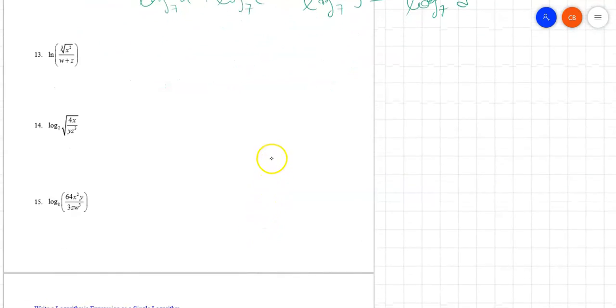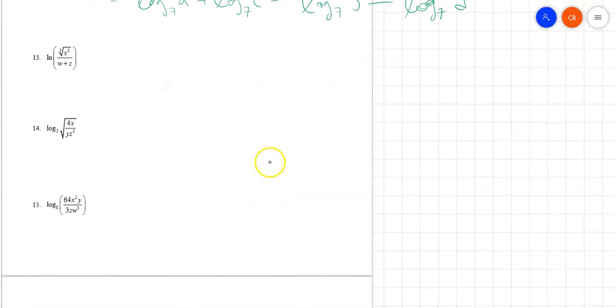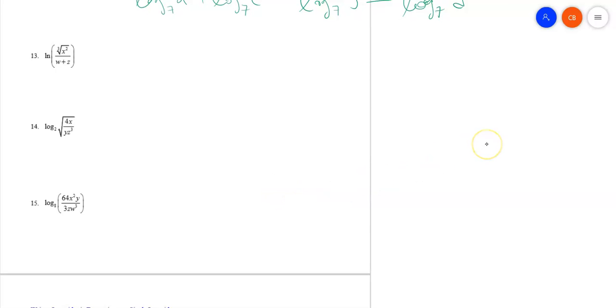And then why don't we see one of these very nice ones like number 15. We will have such a nice expanded form for this one, and we'll be able to simplify a little bit as well if you look ahead. What we're going to have here is a numerator and a denominator, so we will use the quotient property. It will go log base 8 of this numerator, that goes 64x squared y, and then minus log base 8 of this denominator, that goes 3z w cubed, like this one.